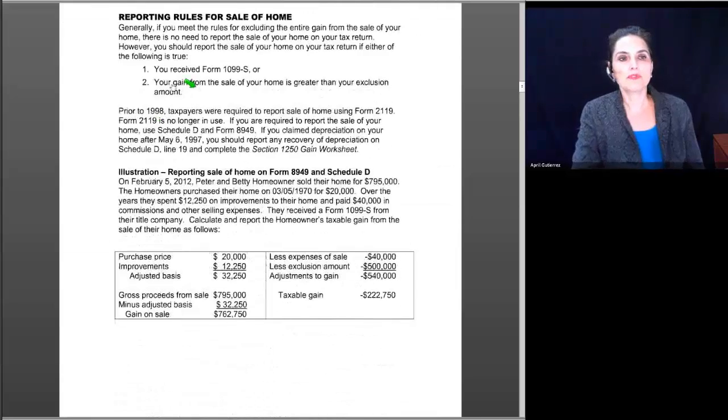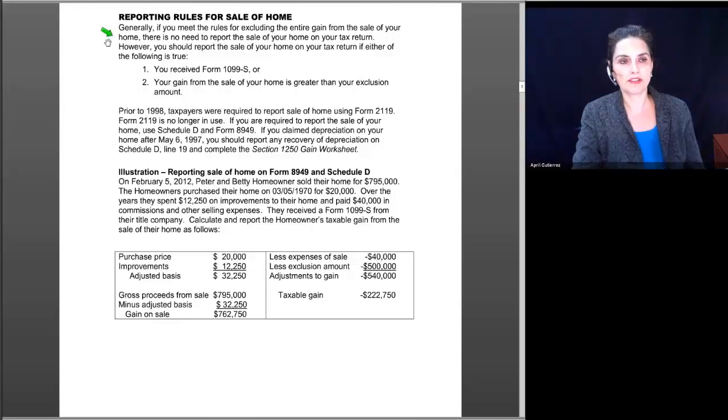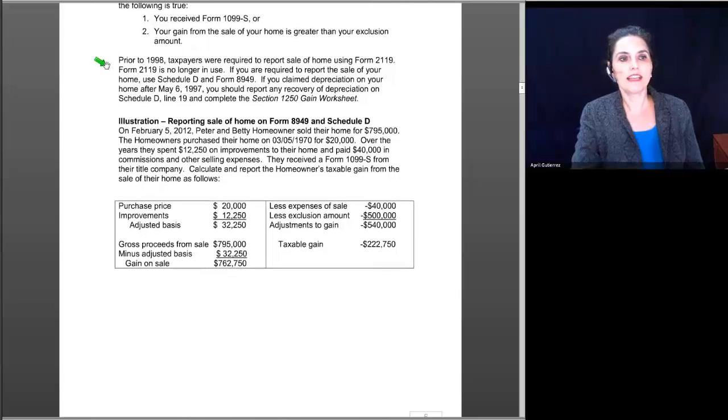So, reporting rules for sale of home. Generally, if you meet the rules for excluding the entire gain from the sale of your home, there is no need to report the sale of your home on your tax return. However, you should report the sale of your home on your return if either of the following is true. Number one, you received Form 1099-S, or number two, your gain from the sale of a home is greater than your exclusion amount.